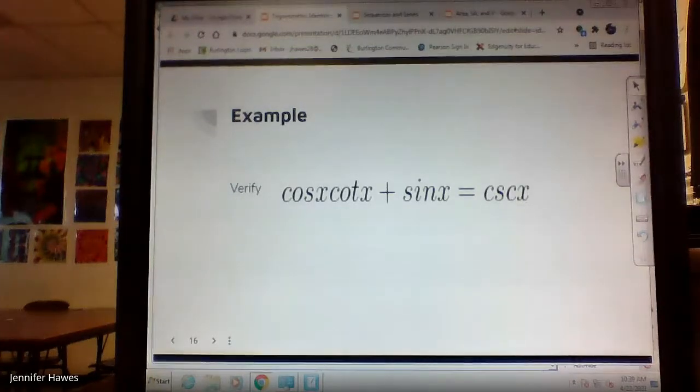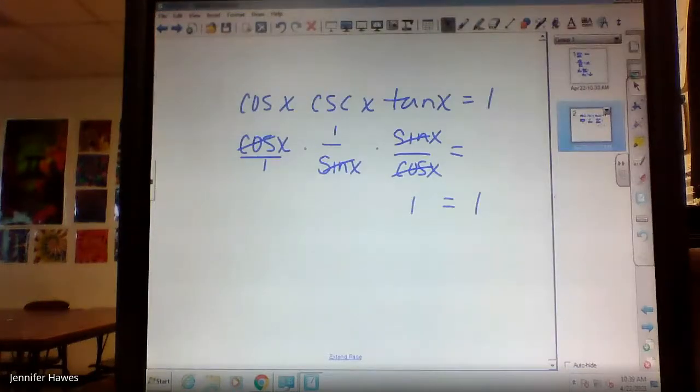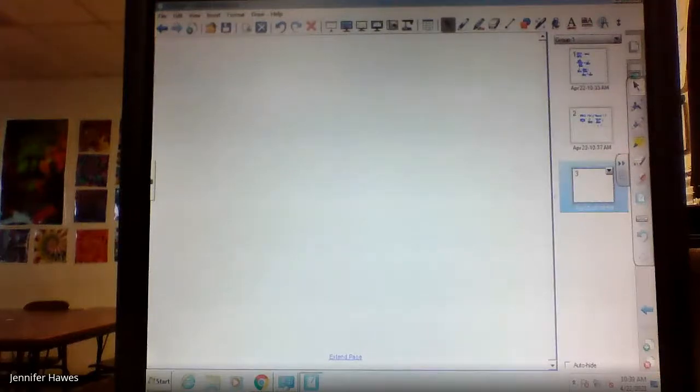I think I can just write on this. I wonder what it'll do. Oh, my page should be screwed up. Okay. So, oops. Plus sign equals cosecant.